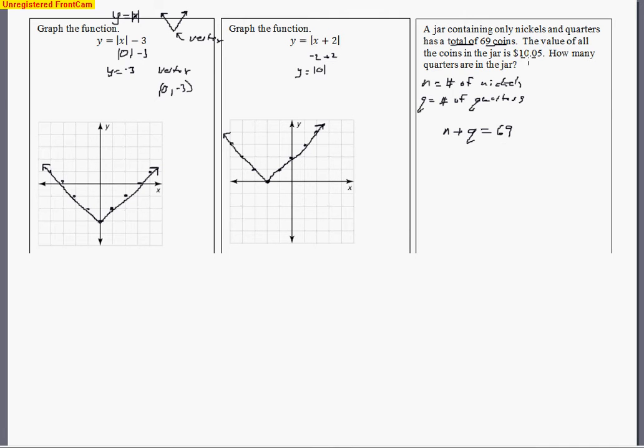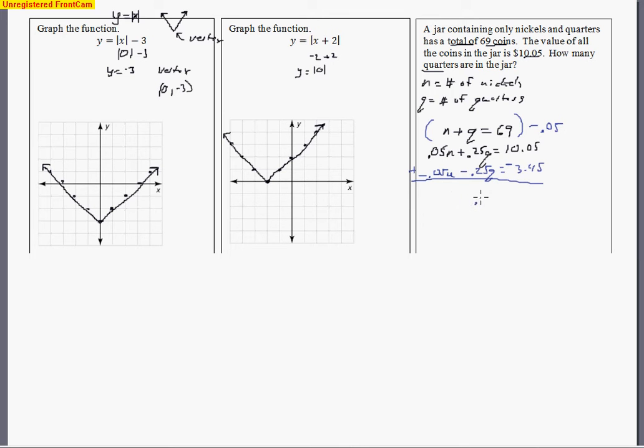Then it gives us a total value of $10.05. So the value of the nickels is 5 cents. So 5/100ths of a dollar times the number of nickels plus 25/100ths of a dollar times the number of quarters is going to give us $10.05. So we want to solve for quarters. So let's cancel out the nickels. Let's multiply that top equation by negative 0.05. And so if I do that, I get negative 0.05n minus 0.25q equals, and I get $3.45, but it's negative. And so when I add this together, I'll cancel out the nickels.